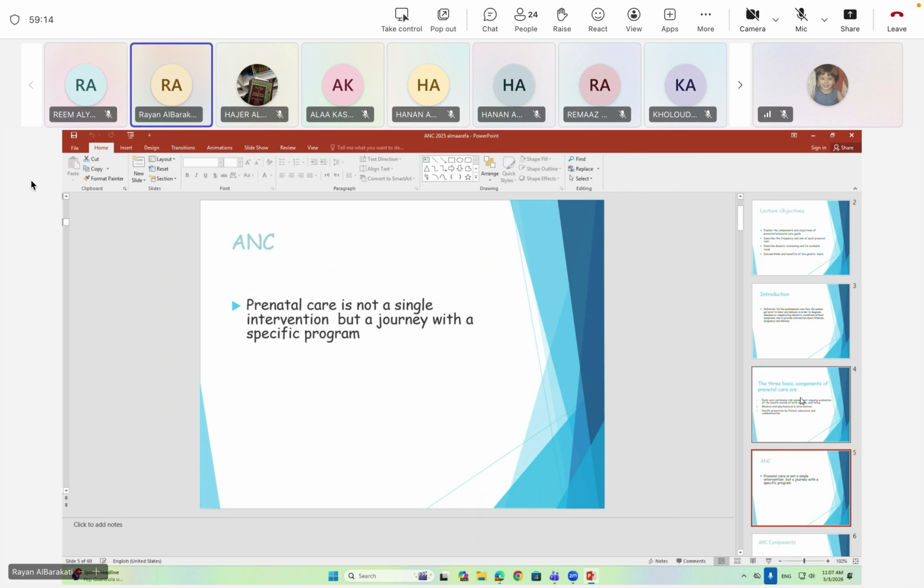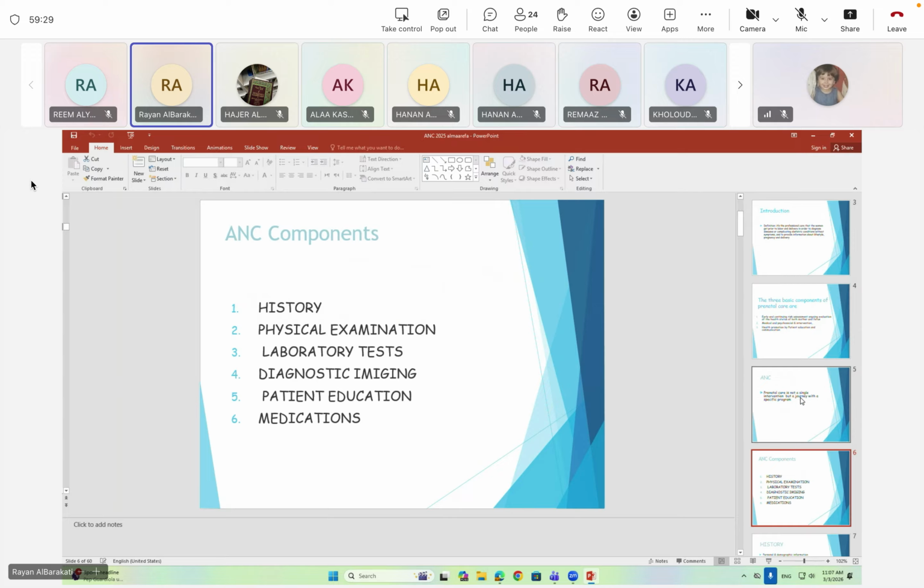So antenatal care is not just a single visit, it's a program and an intervention that will require a journey with a specific program and milestones or stations. When we go to the main antenatal care components, we'll be talking about history, physical examination, laboratory tests, diagnostic imaging, patient education, and medication.